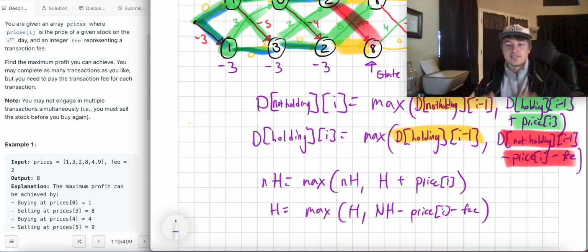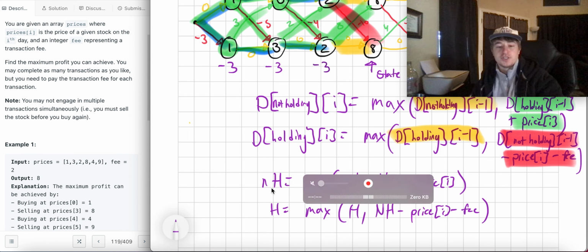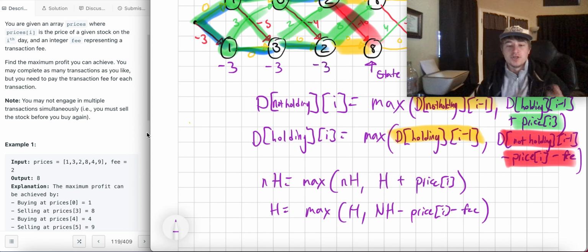Right, and then you'd have to do these at the same time. But notice how it's constant now. We just have these two variables, not holding and holding, and we just update them at each iteration of the loop. So that's pretty much the summary of this problem.